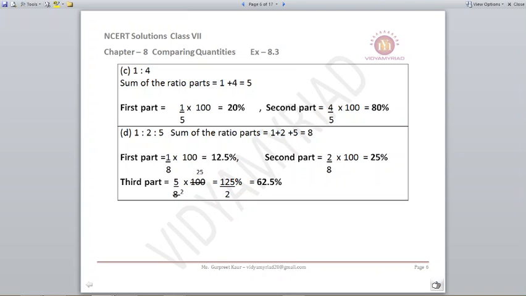And in the third part, it is 5 upon 8 multiplied by 100. It will come into the fraction form as 125 upon 2. Converted into decimal, it will be 62.5. Now add them all together, 12.5 plus 25 plus 62.5. All total should come as 100. Only then our answer is correct.